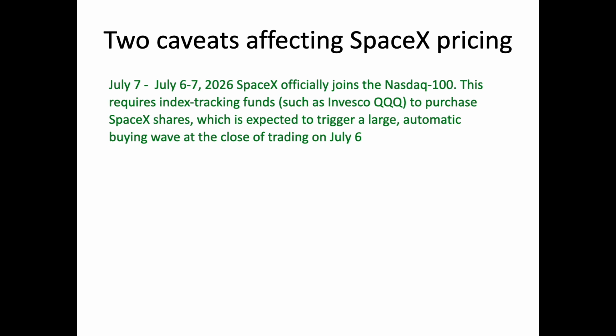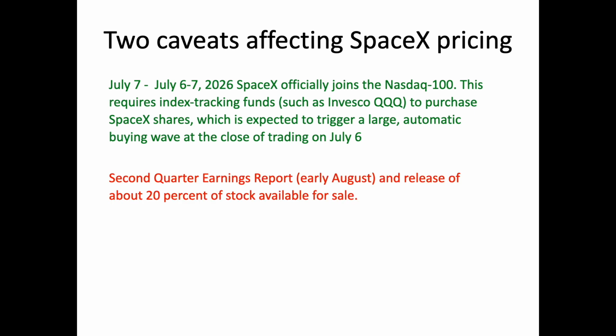Two things the model can't predict: the NASDAQ 100 edition on July 7th and the earnings report plus lockup expiry in early August.